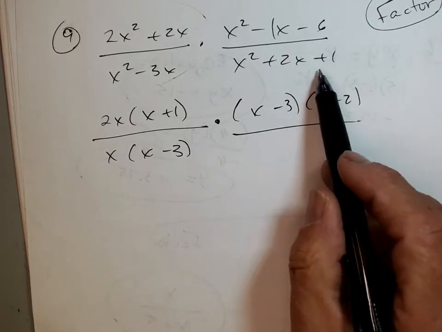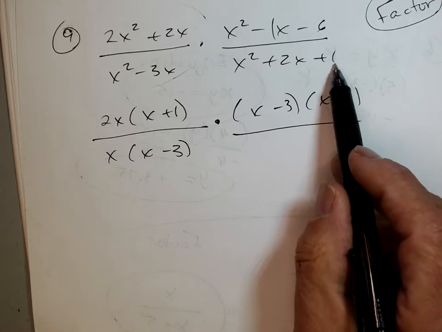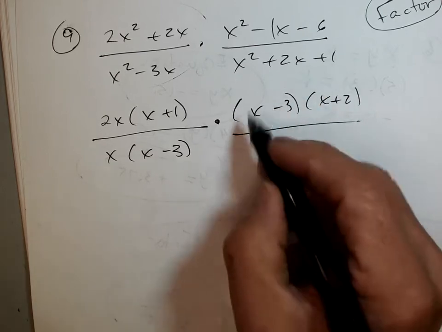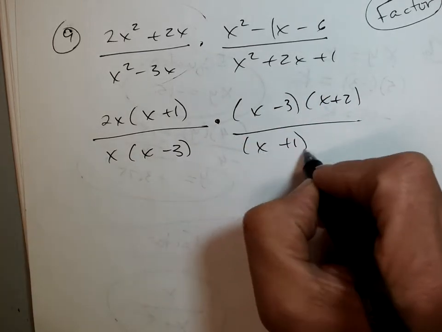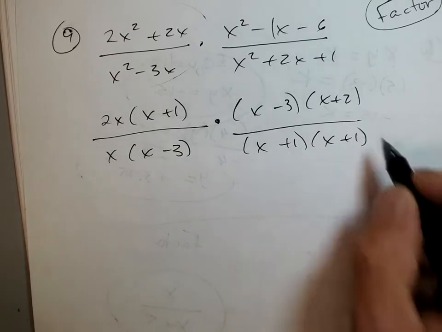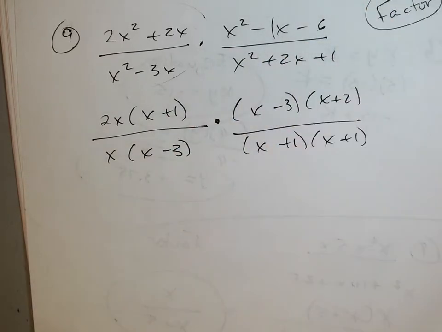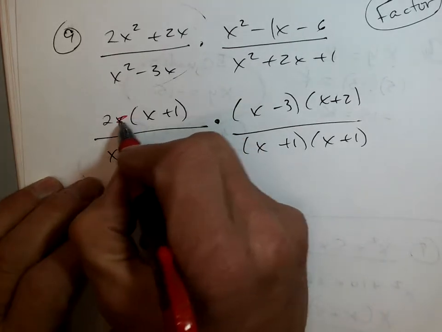Factor the denominator of the second fraction. How about 1 and 1? Because 1 times 1 makes 1, and 1 plus 1 makes 2. So we're going to do x plus 1, x plus 1. Now, we're going to reduce the fraction by canceling anything on the top, anywhere, with anything on the bottom, right? So this x with this x is gone, right?